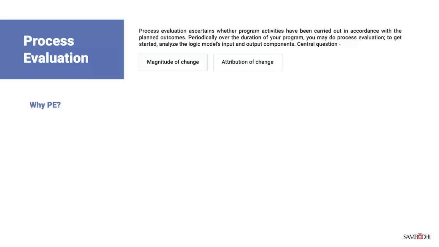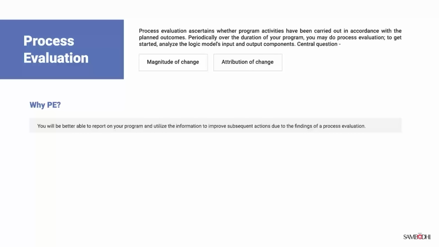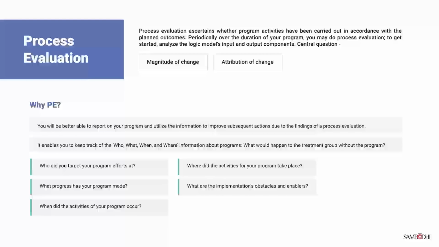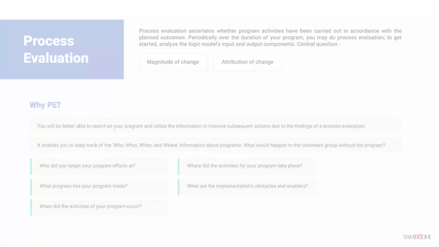Why is it important to use process evaluation in a study? This method of evaluation is used for the researcher to be able to report on the program and utilize the information to improve the subsequent actions because of the findings of a process evaluation. This method also enables the researcher to keep track of the who, what, when, and where information about the programs, such as what would happen to the treatment group without the program, or who was the target of your program efforts, or when did the activities for the program take place.